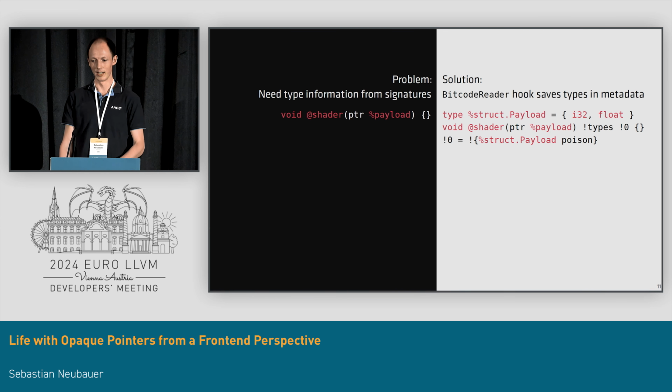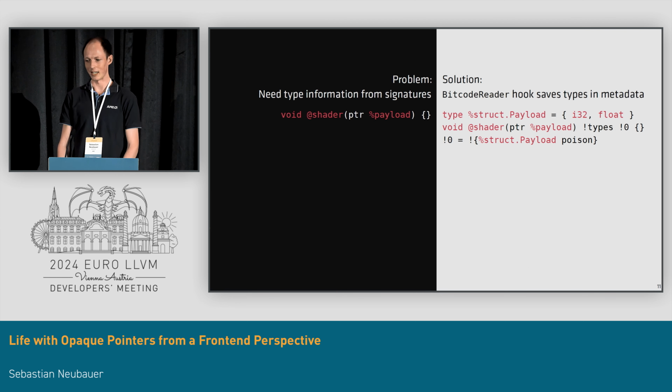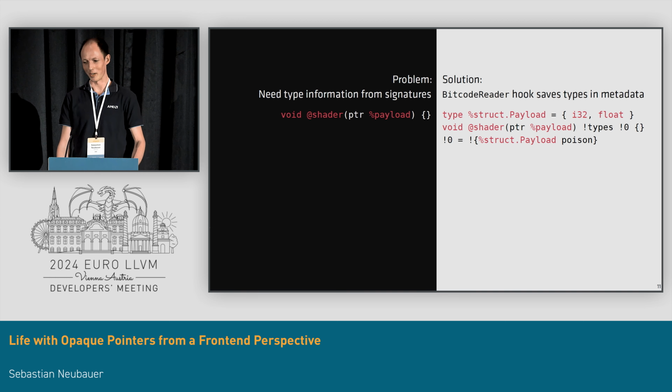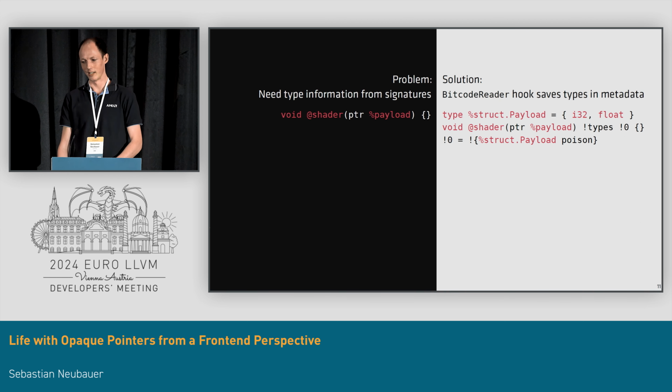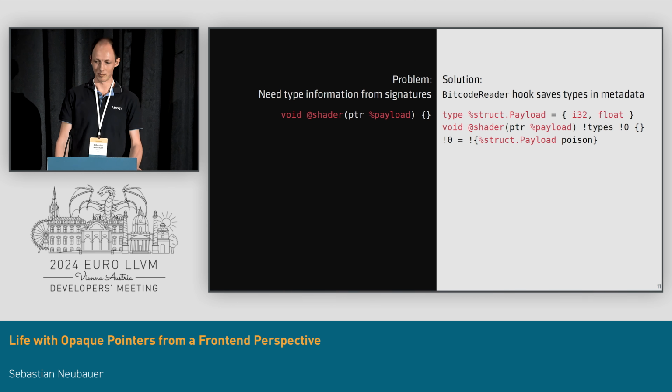So what we want is the type information from function signatures, the element types of pointers. And well, the only point where we still know the type is inside the bitcode reader. So what we can do is add a hook in the bitcode reader that saves the pointer element types in metadata. And that's exactly what we do. So what we now have is still the function shader that takes an opaque pointer as an argument, but attached to that we have types metadata. And in the types metadata, we can look up the element type of the pointer, which is the payload struct.